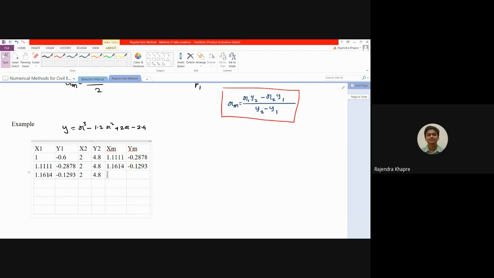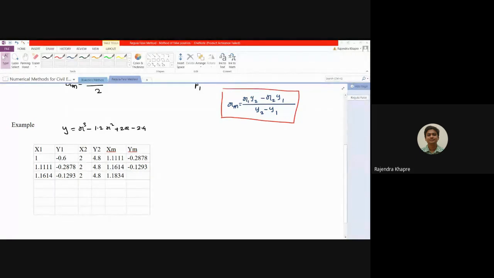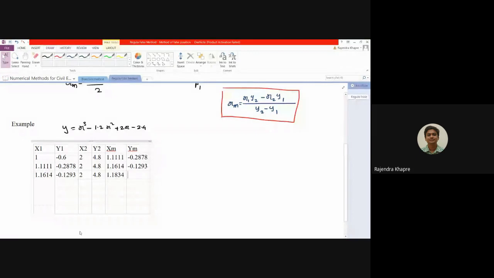One point one eight three. Okay, and how about this one? 1.1834. Okay, fine. How about this one? Ym value: minus 0.0564. Is it negative? Yes, sir.